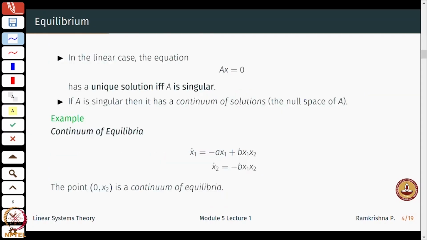Is it all very obvious in the linear case that the origin is always the equilibrium point? Well, the answer turns out to be not very obvious, but we will look at a couple of examples. In the linear case, my dynamics are of the form x dot equal to Ax. I set x dot equal to 0, so I am essentially solving the equation Ax equal to 0. This system has a unique solution if and only if, there is a typo here, A is non-singular, or A is invertible.